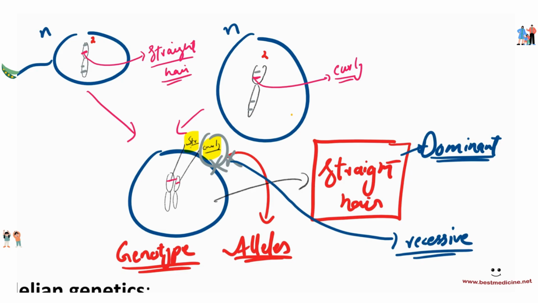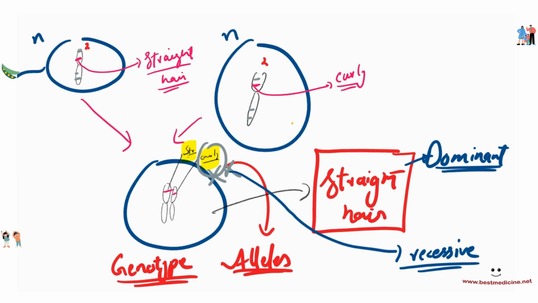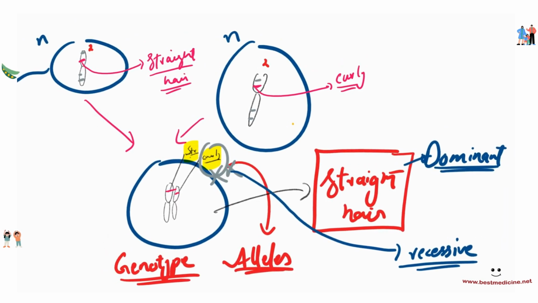Now, to be able to represent the alleles, we represent them with letters. Letters for a particular gene could be any, like A, B, C, or D, etc. So let's say this particular gene for hair texture, let's represent it with the letter T. So T is the letter that we use to represent the hair texture gene.